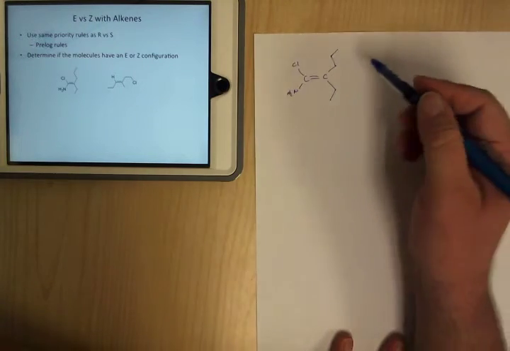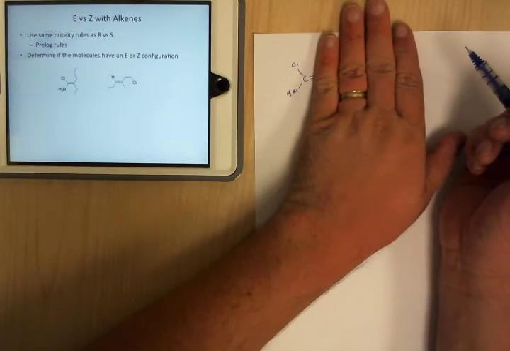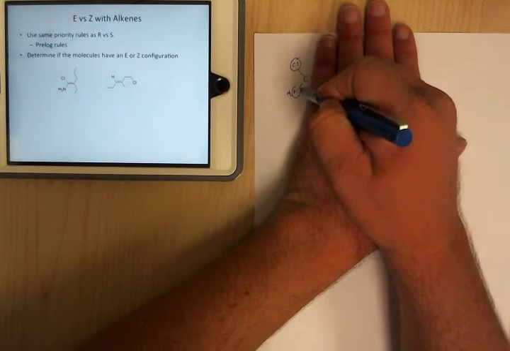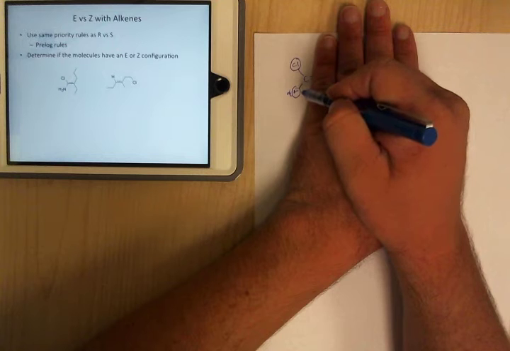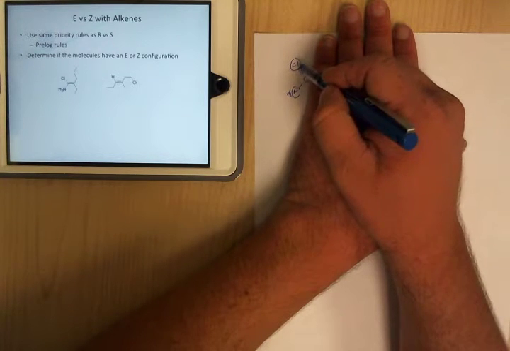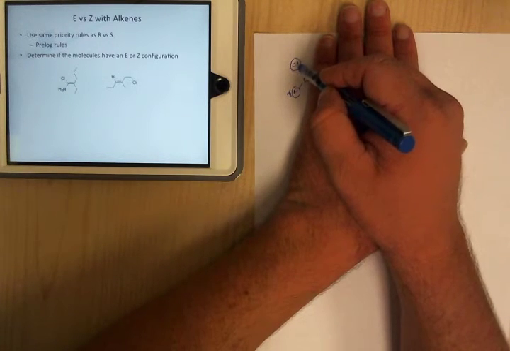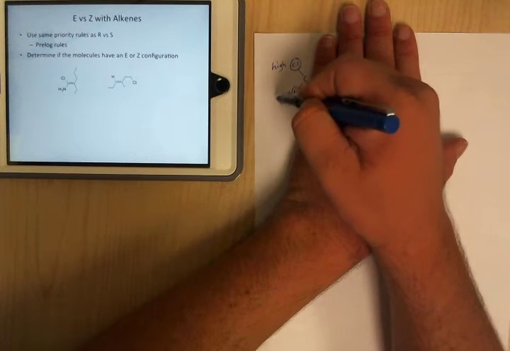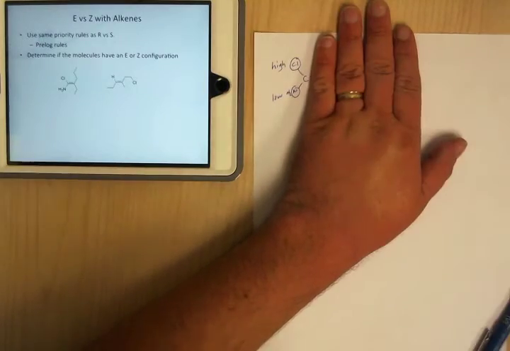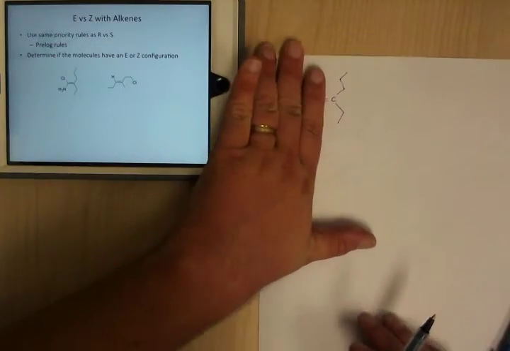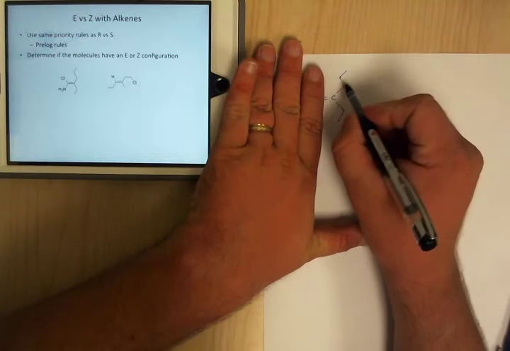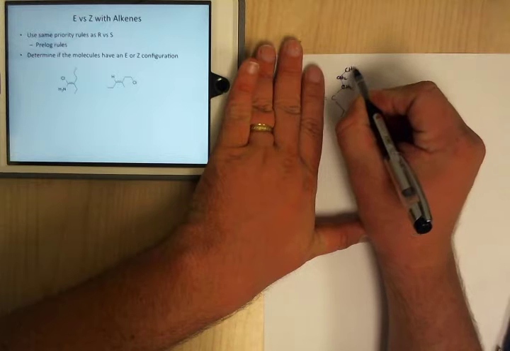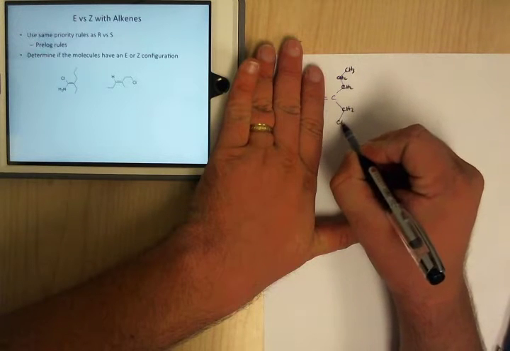Okay, so what we do is we cover up one side and say, here we go. We have chlorine versus nitrogen. Which is going to be the higher priority? Chlorine is heavier, has a higher molecular mass, so this gets the high and this gets the low. Now I'm going to cover up this side, and then you do the same priority rules. So CH2s. Here's this CH2, CH2, CH3, CH2, CH3.